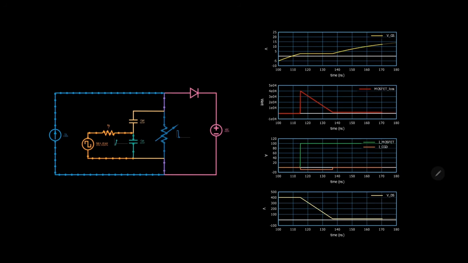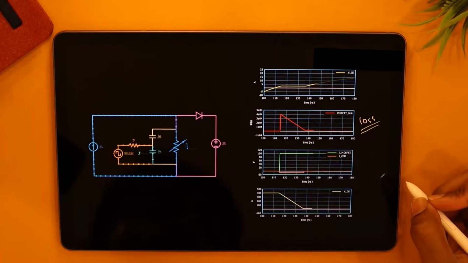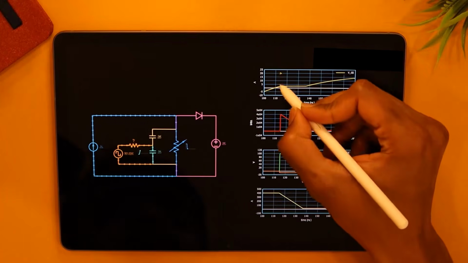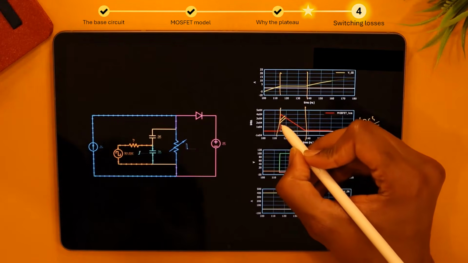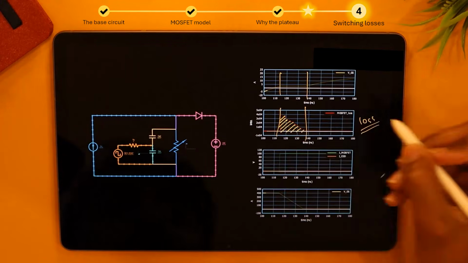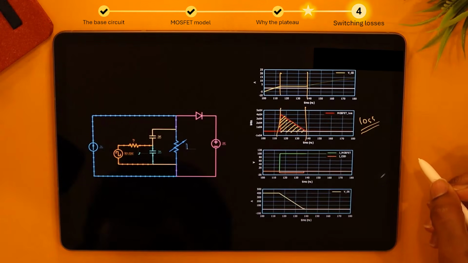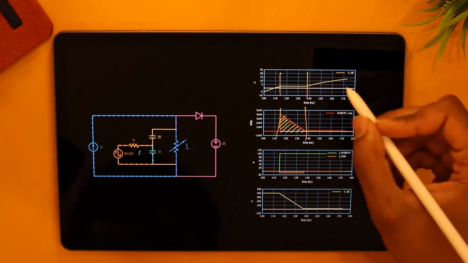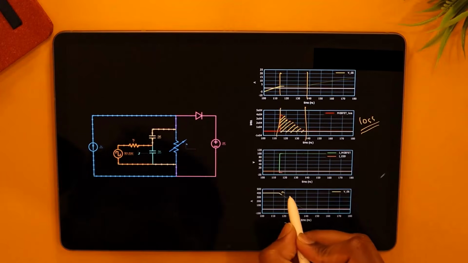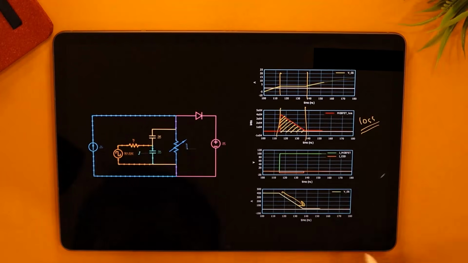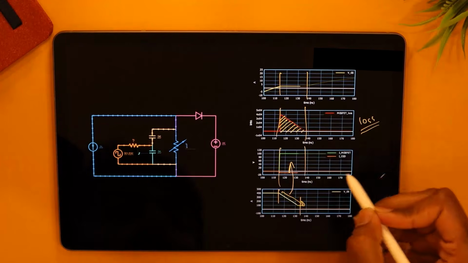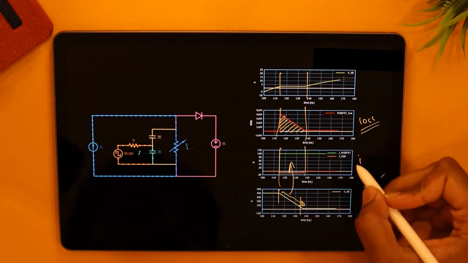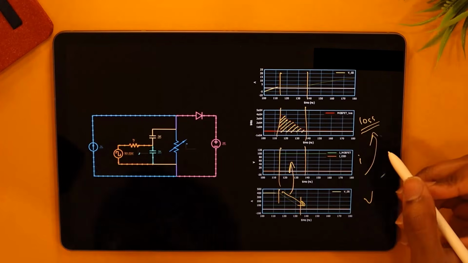Now here for the exact same simulation, I'm just showing the MOSFET loss waveform as well. As you can see, exactly during the plateau region, we have MOSFET switching loss. And this makes perfect sense for our circuit. Like we just discussed, during the plateau region is when the voltage across the MOSFET is falling. And exactly during this time is what the overlap is between the current and the voltage, leading to the loss.